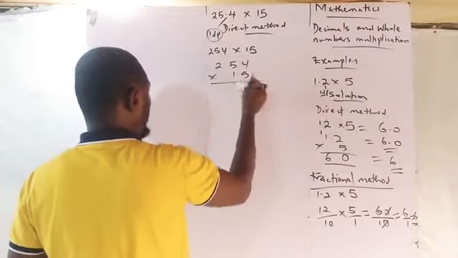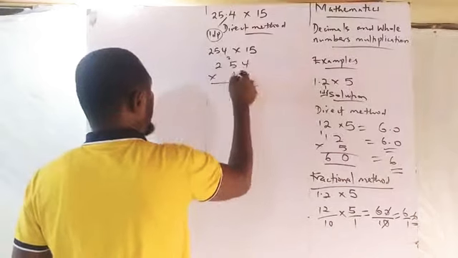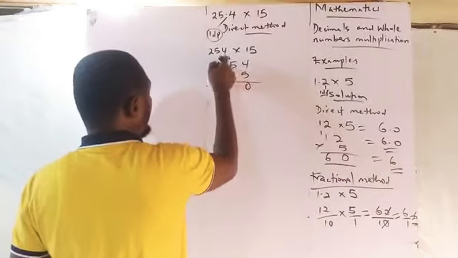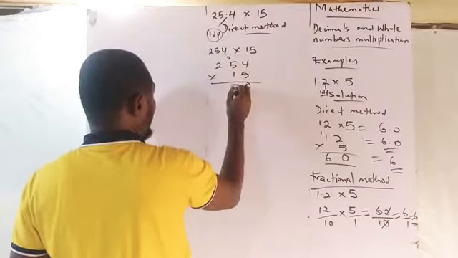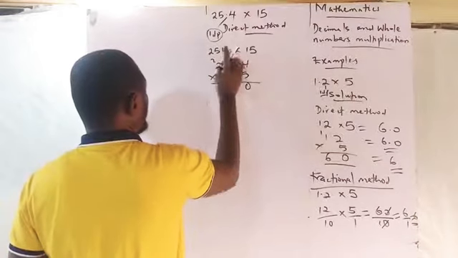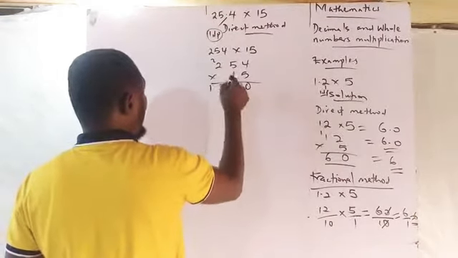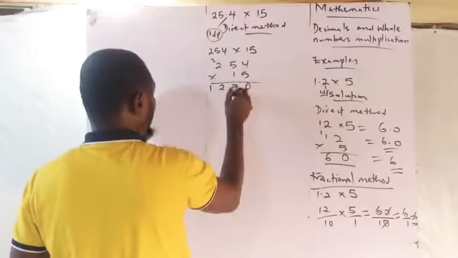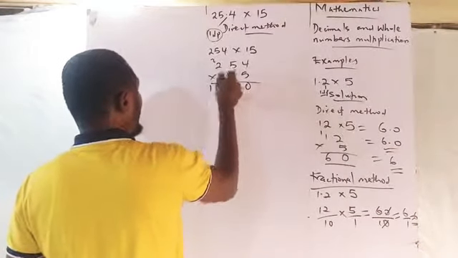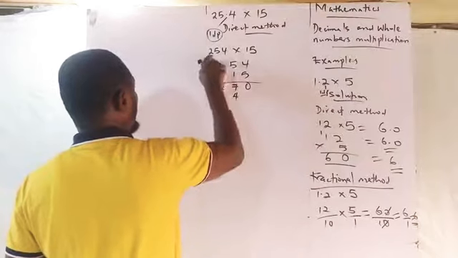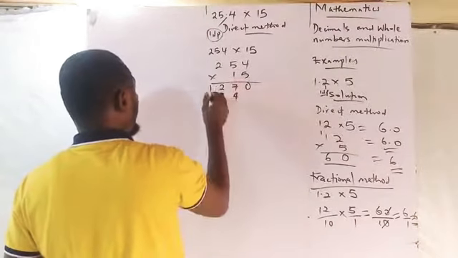5 times 4 is 20. Write 0, carry 2. 5 times 5 is 25, plus the 2 is 27. Write 7, carry 2. 5 times 2 is 10, plus the 2, 12. Put it down. Now 1 times 4 is 4, directly under the 1. 1 times 5 is 5, and 1 times 2 is 2.